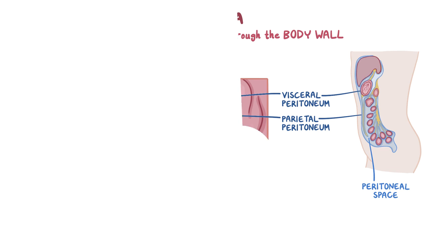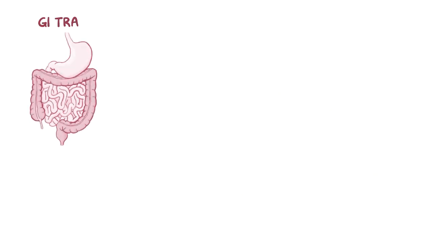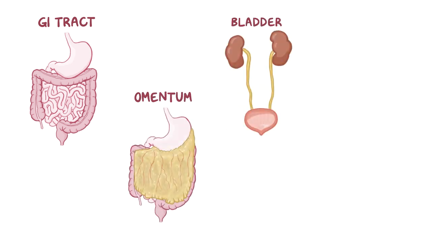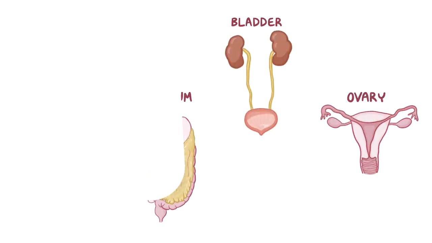The organ that's usually involved in a hernia is the gastrointestinal tract, but it can also involve other organs like the omentum, the bladder, and even the ovary. Abdominal hernias vary in size and location.